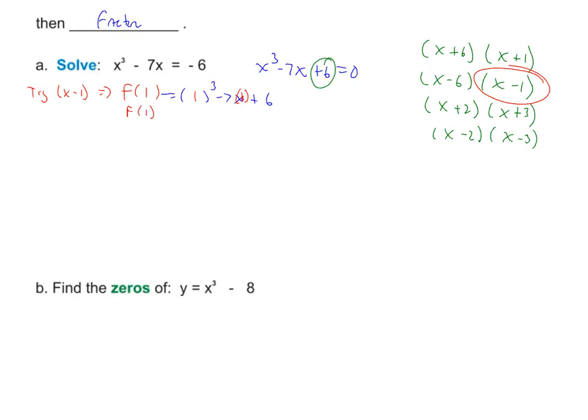But then again, I'm trying to save some time. What's the next step? Once we have a factor, what's the next step? Long division.